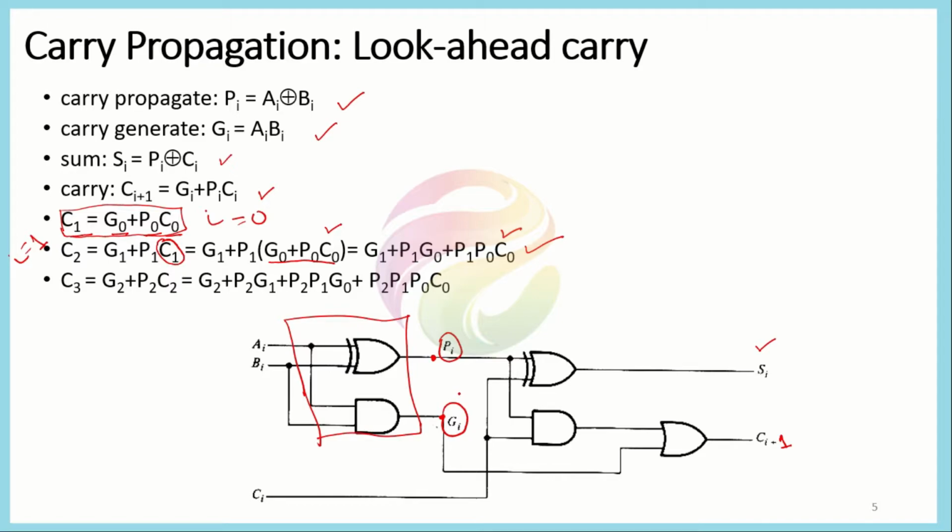So this carry is dependent only on G0 and P0, which are already calculated. So we just put in the values. Our C2 term is now dependent upon C0 instead of the C1 term. Similarly, if you move on to the third full adder, you have a general equation which includes this C2 term, because it is dependent upon the carry generated from the previous stage.